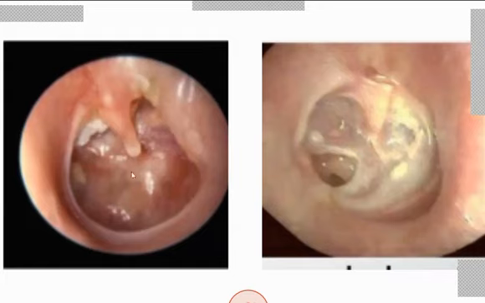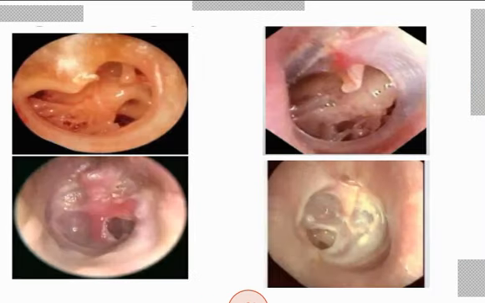You are able to see the middle ear structures intact. This is the stapes. The incus is not seen. This is the malleus. This is the head of stapes. And this is a marginal perforation, where one margin is bounded by the tympanic annulus. And these are other types of perforation. This is a subtotal perforation.